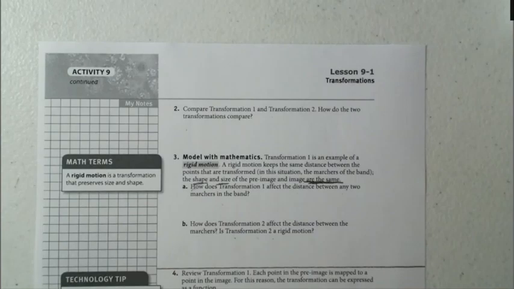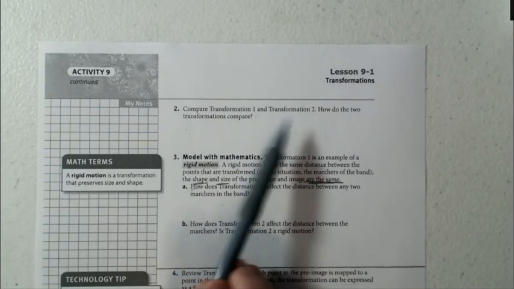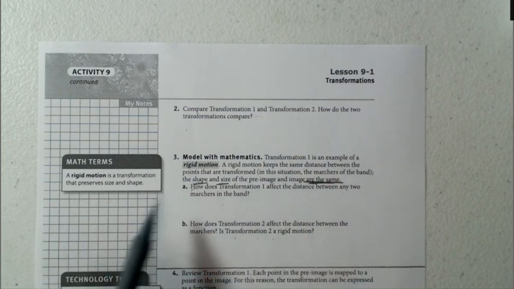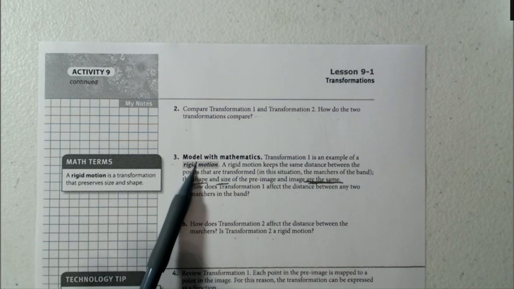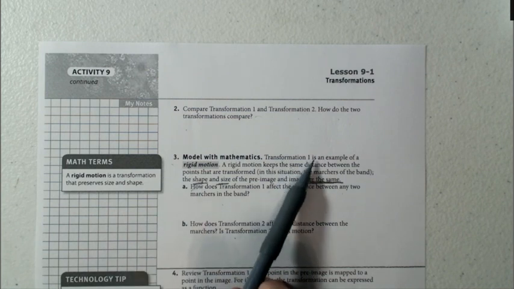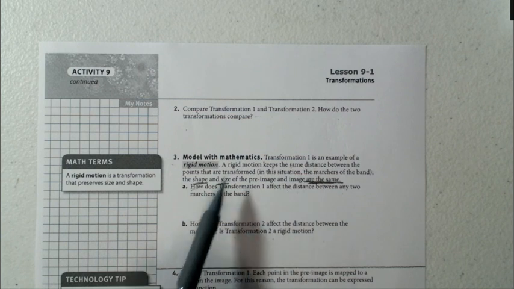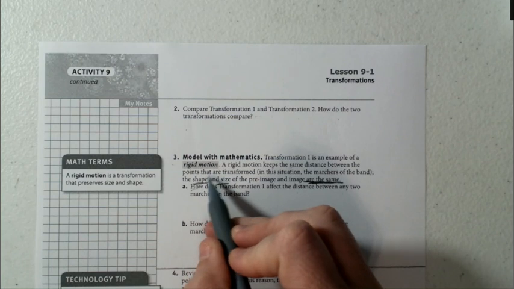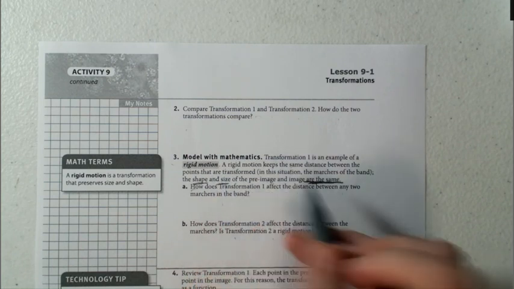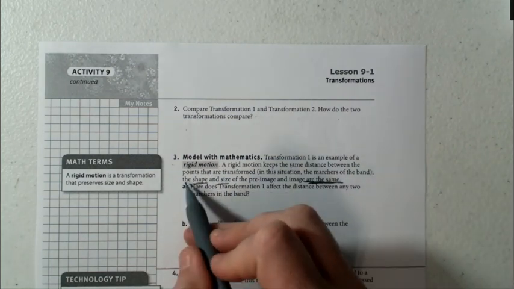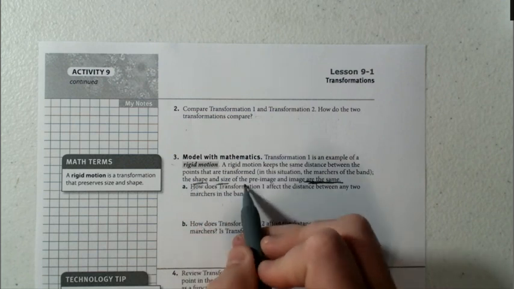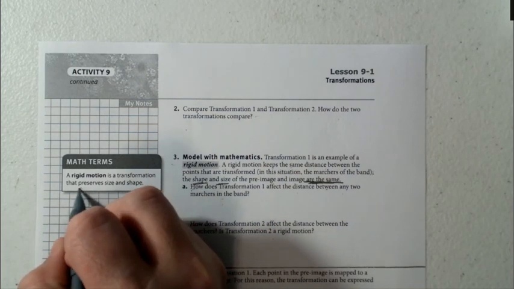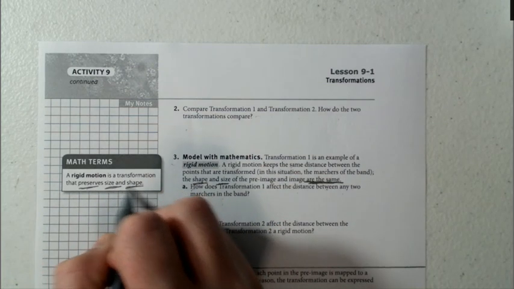Question number 2 says, compare transformation 1 and transformation 2. How do the two transformations compare? Number 3, model with mathematics. Transformation 1 is an example of a rigid motion. A rigid motion keeps the same distance between the points that are transformed. In this situation, the marchers of the band. The size and shape of the pre-image and image are the same. So it preserves our size and our shape.